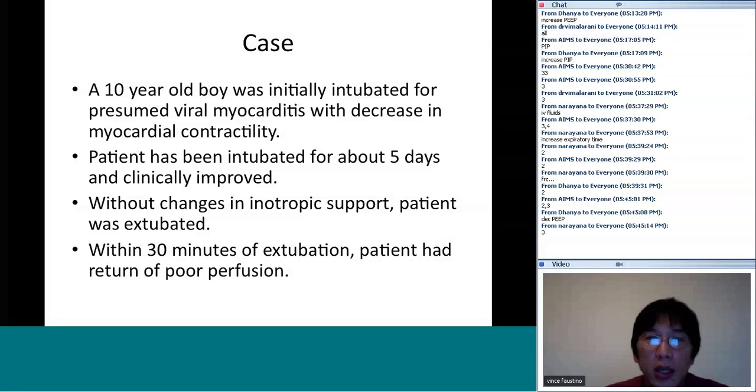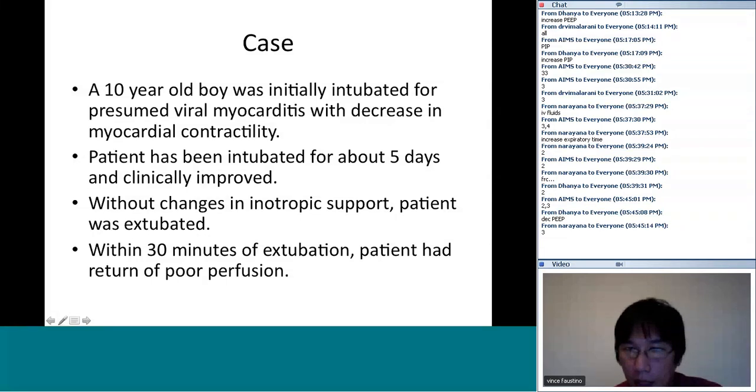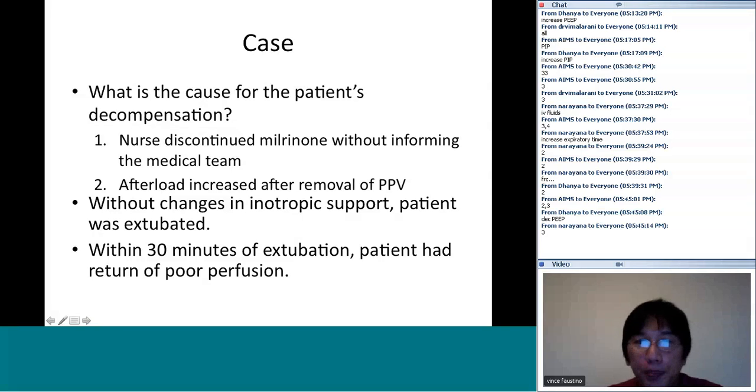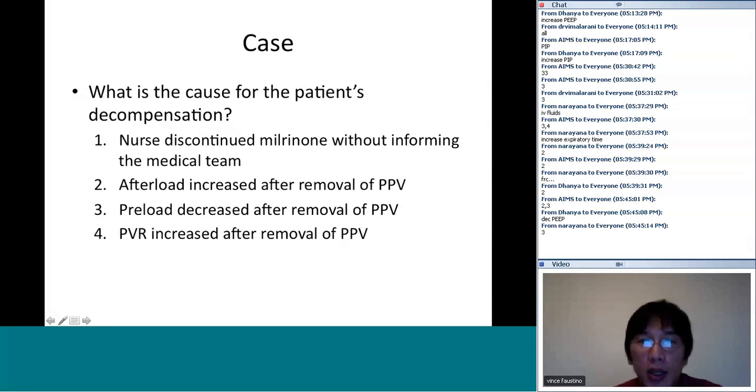So a 10-year-old boy was initially intubated for presumed viral myocarditis with decrease in myocardial contractility. The patient has been intubated for about 5 days and clinically improved. Without changes in inotropic support, patient was extubated, and within 30 minutes of extubation, patient had very poor perfusion. So question, what is the cause of the patient's decompensation?